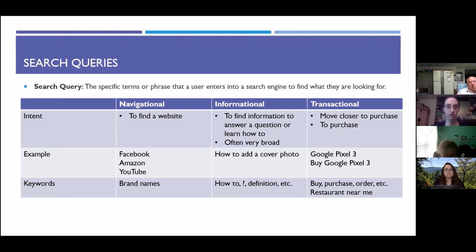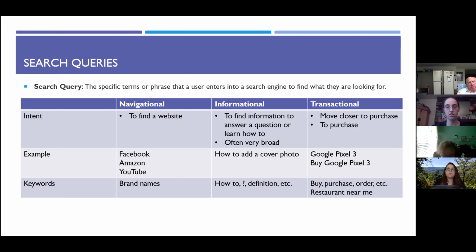Transactional queries signal an intent to purchase. As you move along your customer journey closer to purchase, you start to get more specific and use intentional keywords like purchase, buy, order, near me. Google Pixel 3 or buy Google Pixel 3 could be two examples. The takeaway here is your intent matters to Google. Google wants to deliver relevant quality search results.